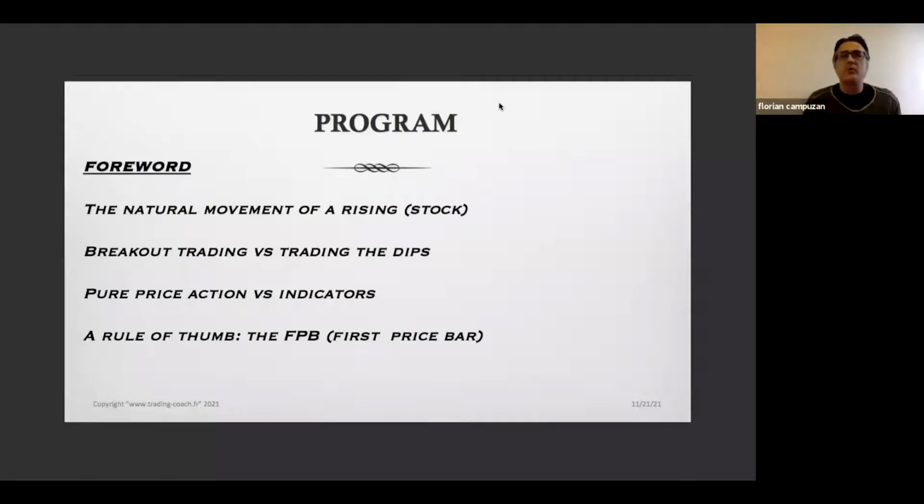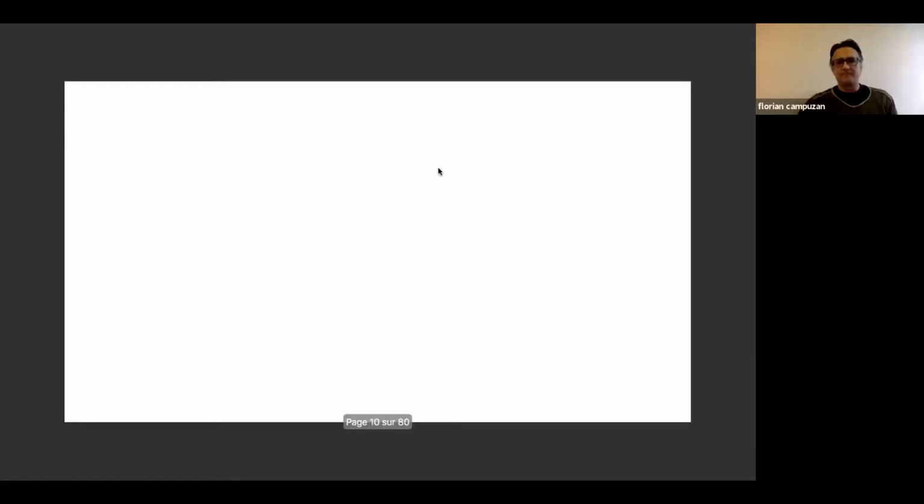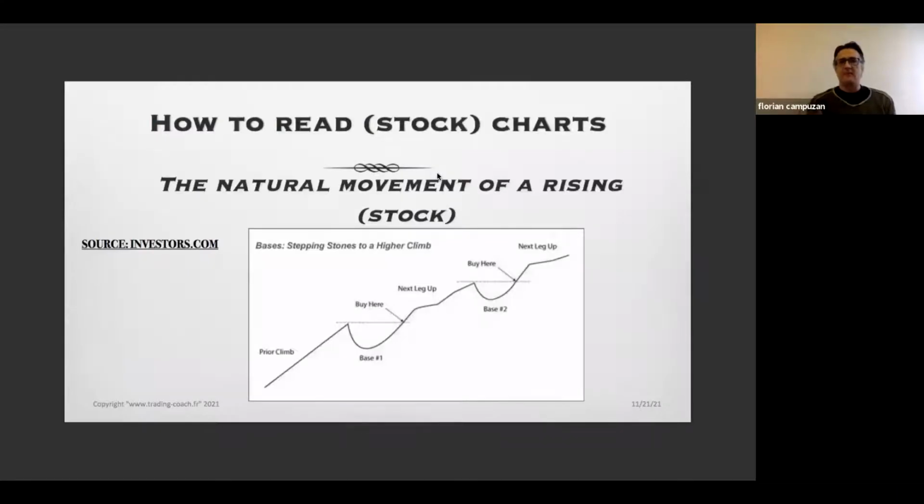So there is the natural movement of a rising stock, like you can see on this picture here. If you watch a stock rising, it will rise, then make a consolidation phase, and resume its initial trend. There is no big deal about that. A stock remains the same, a rise or a fall.